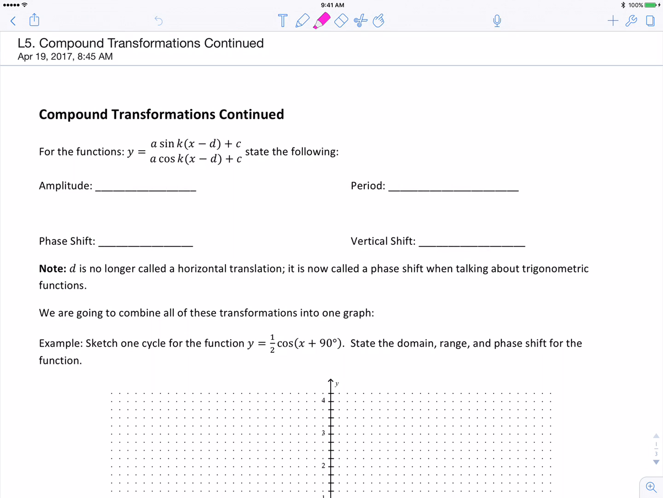Morning, grade 11s. Today we're going to be talking about compound transformations. So it's just graphing continued, okay?